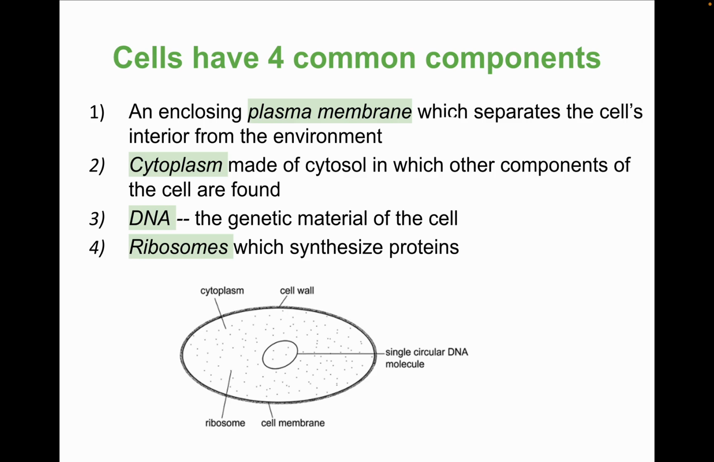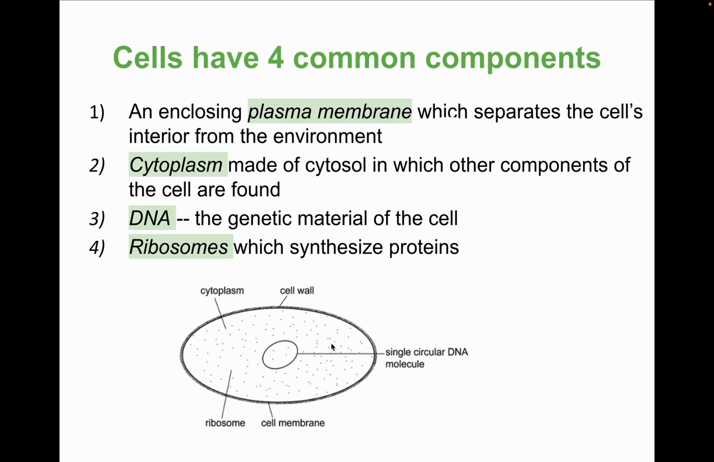So all cells have 4 common components no matter what kind of cell they are. They all have an enclosing plasma membrane, which separates the cell's interior from the environment. It's basically this little wrap around the entire cell. The cytoplasm is made of cytosol, which is an aqueous environment in which the other components of the cell are found. So as you can see, the dotted region here is the cytoplasm.